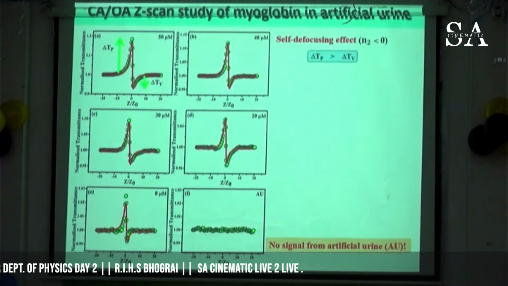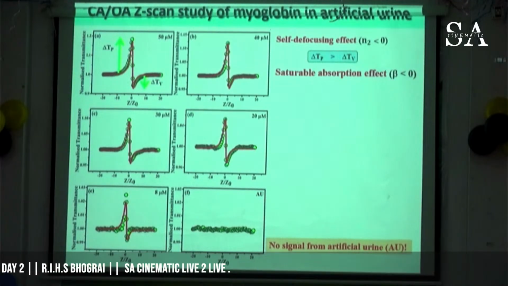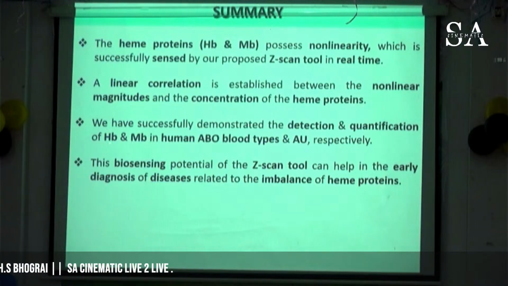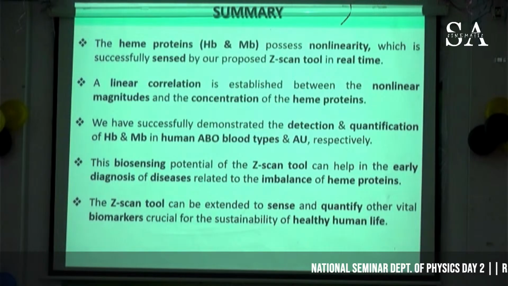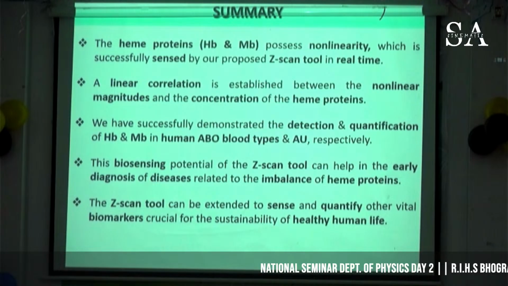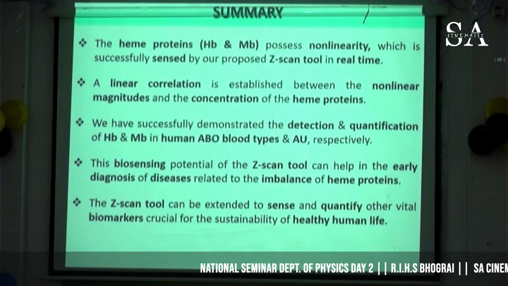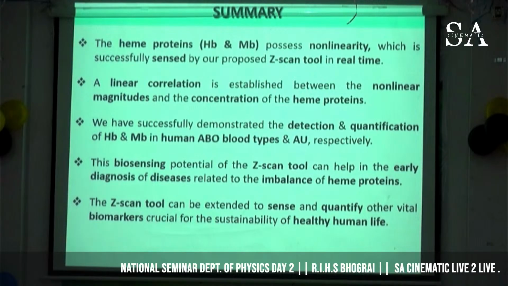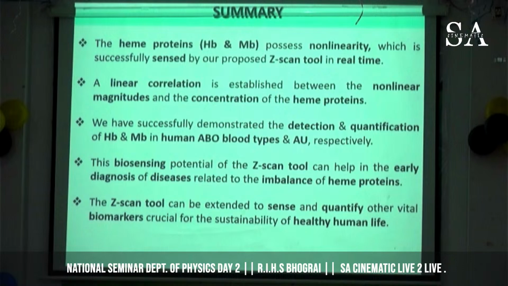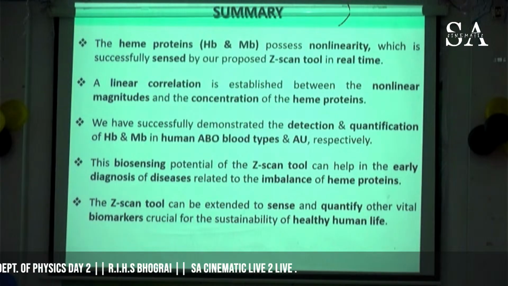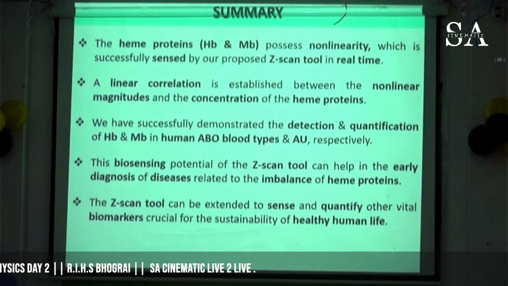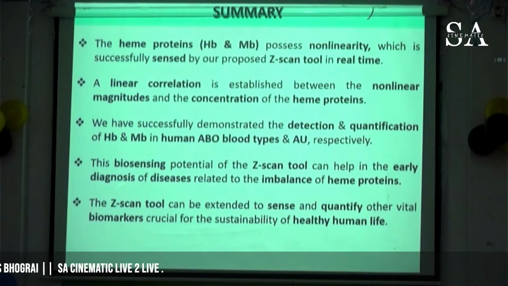Again you have the effect of saturation in the case of hemoglobin, and in artificial urine in the case of myoglobin. Early disease diagnosis is one of the key words we need to understand. Any disease could be curable if it is detected at the early stage. So if you are able to detect these parameters at the lowest concentration, that implies the early condition. So it is successfully sensed.